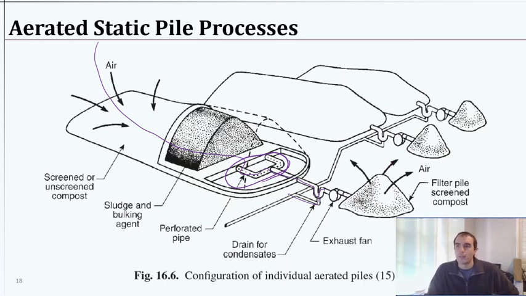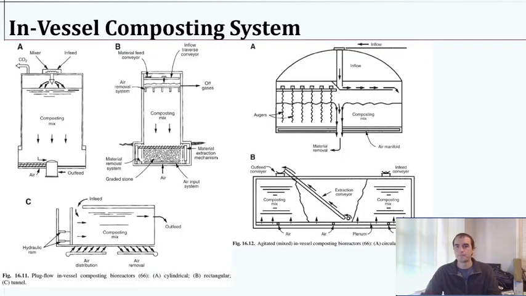This is called static because we're not mixing this one, or at least not mixing it often. We can get away with that if we have this air controlled well enough so that it's coming through the whole pile. And you might have several stacks of these composting away, and after a certain amount of time, you can take this pile, let it stabilize, and then go use it somewhere else. So you might be operating multiple piles, maybe one week's worth of solids gets added to one pile and it's cycling out as it processes.